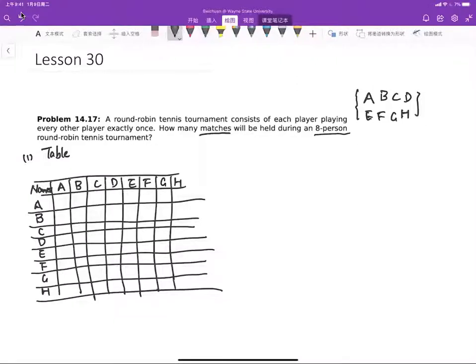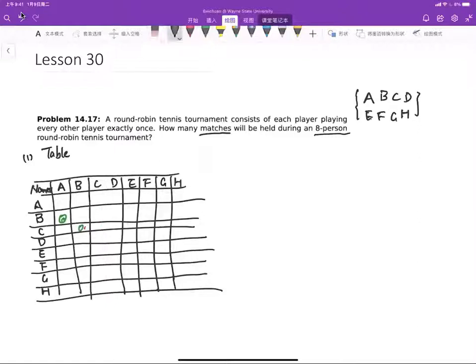All right, so how to show this in the table? Basically, if A plays a game with B, then we can put a circle here. Then we don't have to put a circle here because they represent the same game. Let me erase that. And if B plays a game with C, then we can put a circle here, but we don't have to put the circle here because this one and this one are the same games.